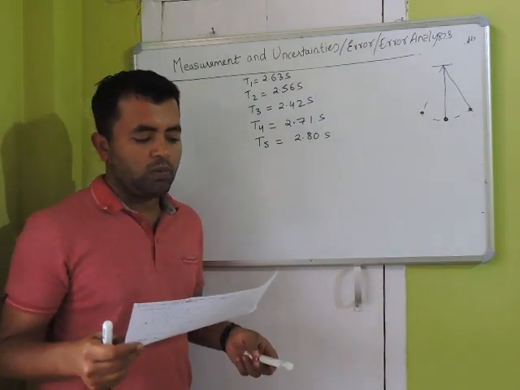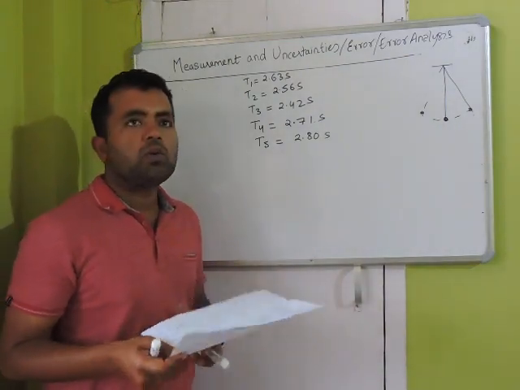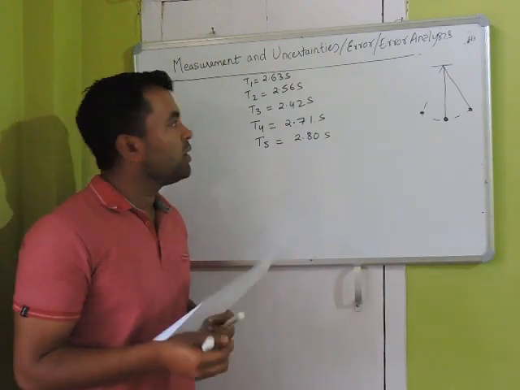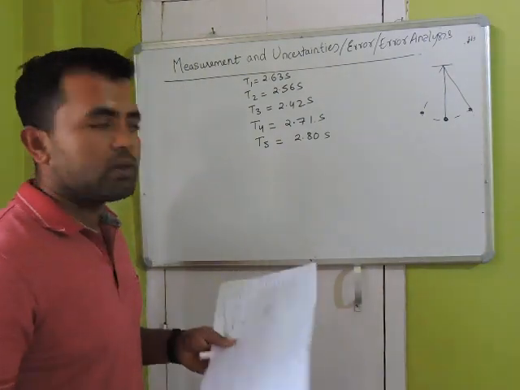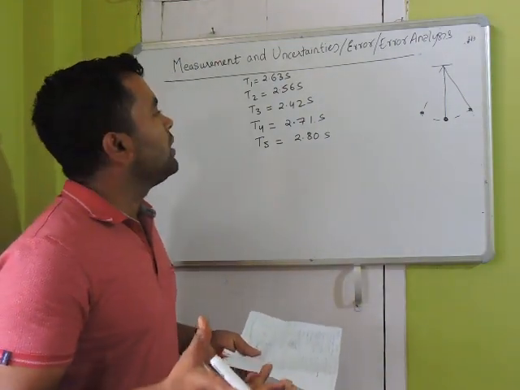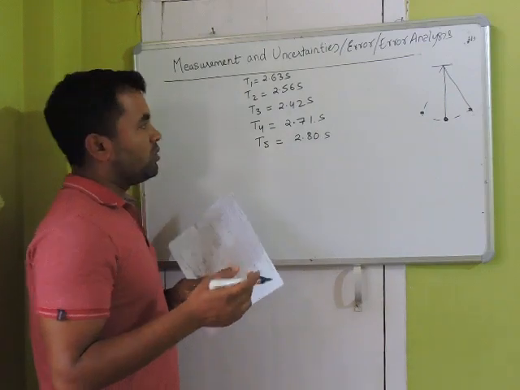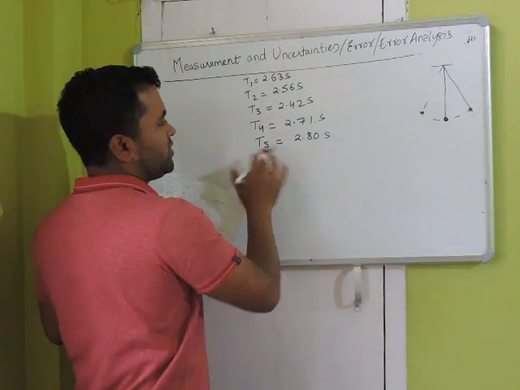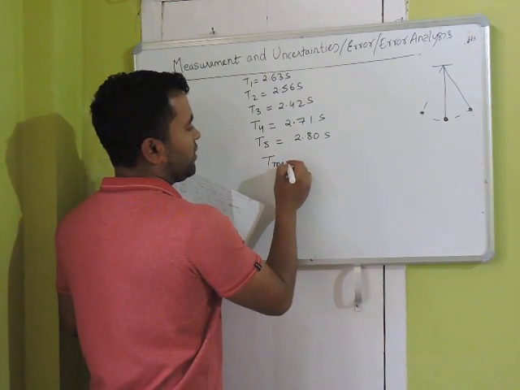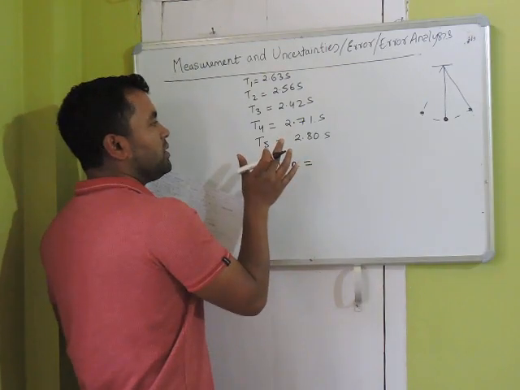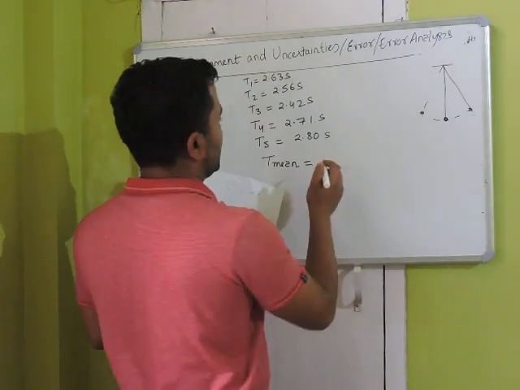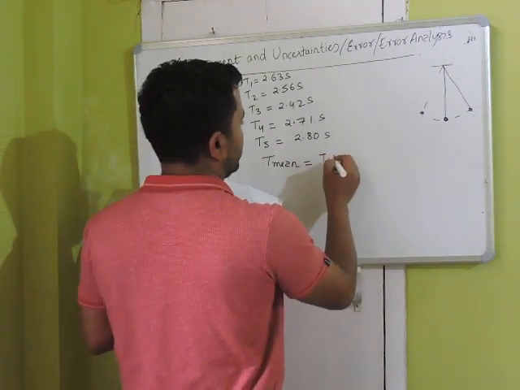Now how are we going to assess the true value of the time period? As we discussed in the last lesson, the true value means the average value. So what he will do is find the average value, t mean, to get the true value of the time period. He has 5 observations, and he will add all of them.